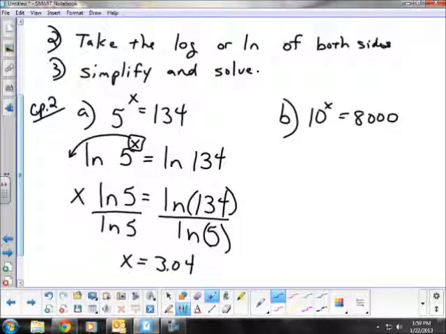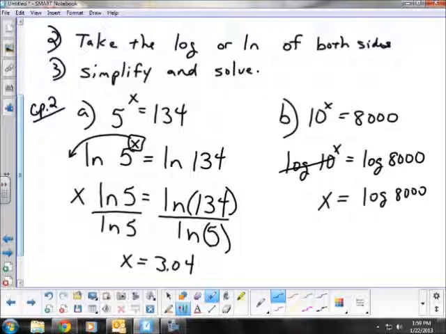Now, when you look at this, what is the base? So would I use the ln? Would I take the ln of both sides? That's crazy. I can take the log of both sides, because what's going to happen on this one? Log base 10 of 10 does what? It just cancels out and it becomes 1 times x, which is just x, whatever the log of 8,000 is. And so instead of having to type in 2 logs, if you're paying attention, you can just type in 1 and be done with it. 3.9, it's 2 places past the decimal. 3.90, thank you.